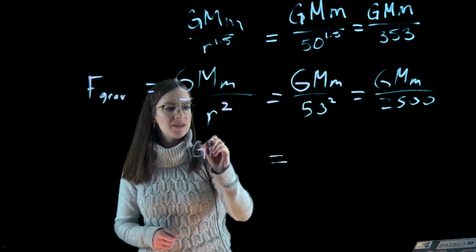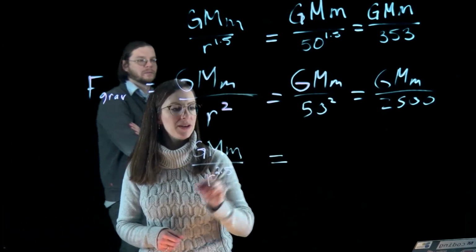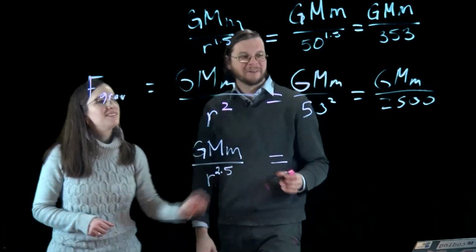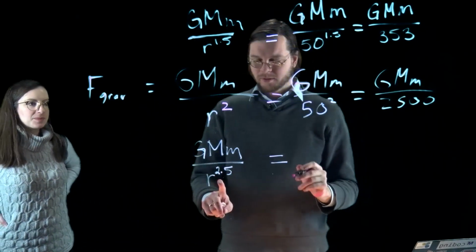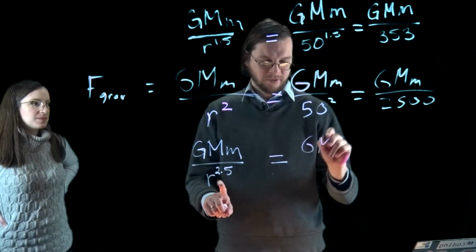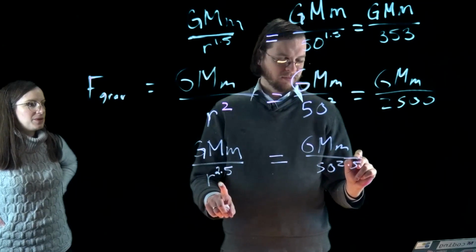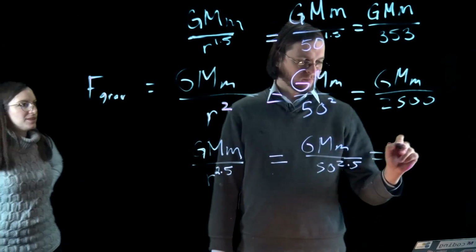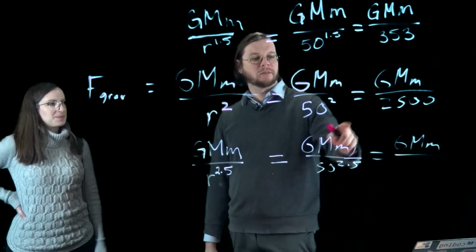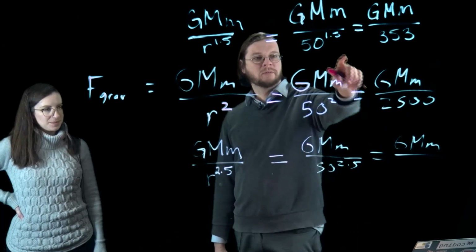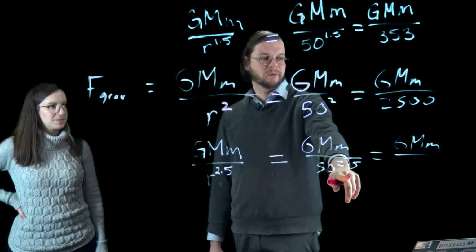Maybe you can do GMM over r to the power of 2.5 in your head? I don't know if I can do that. So r to the 2.5 would be GMM over 50 to the 2.5. So we've increased our exponent. All right, so this one is 2,500. If we decrease that number, we get a lower number. I'm going to guess that if we increase this number, we get a higher number.